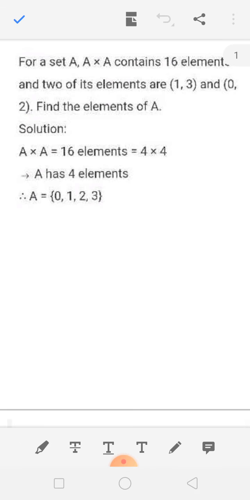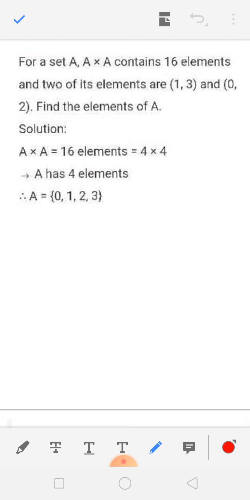So for a set A, A cross A contains 16 elements, which means 4 into 4 is equal to 16. So we know that A has only 4 elements. Now look here, 1, 3, 0, 2. So the 4 values are different only. So that is clearly the answer. We can say that openly, this is the answer.